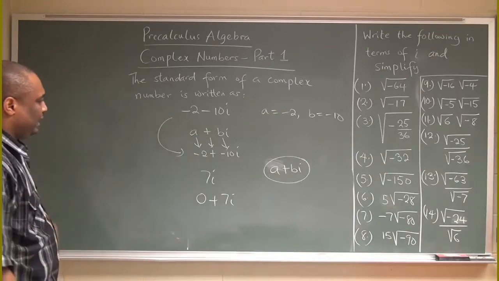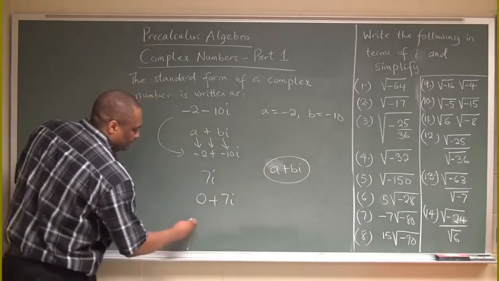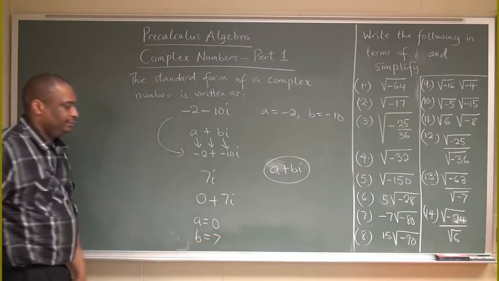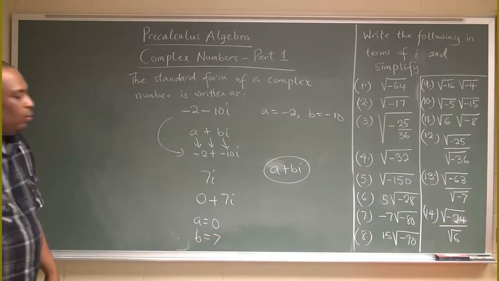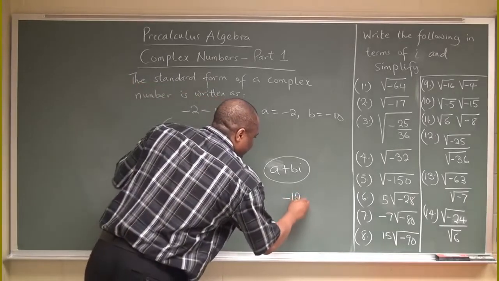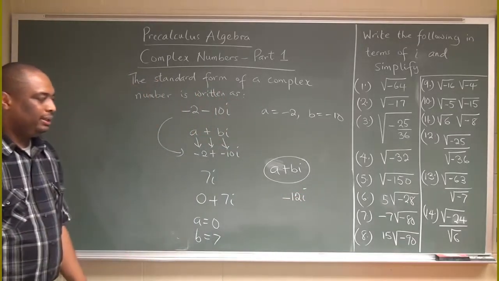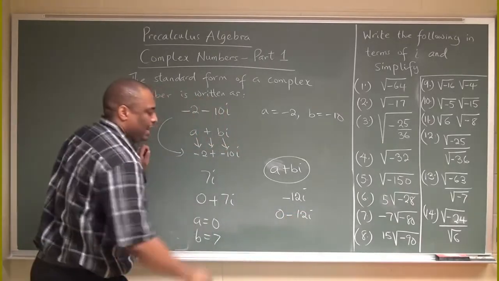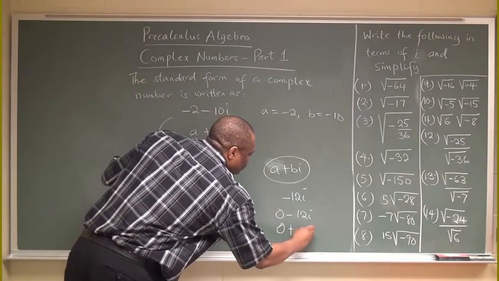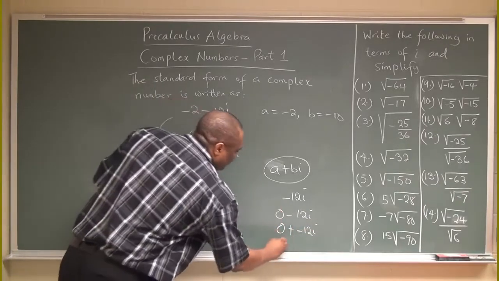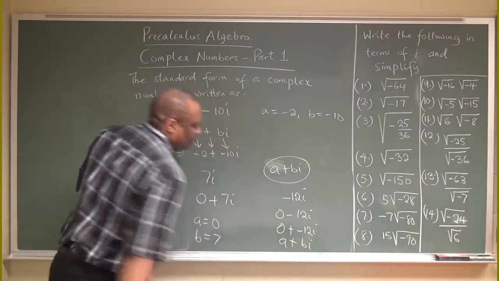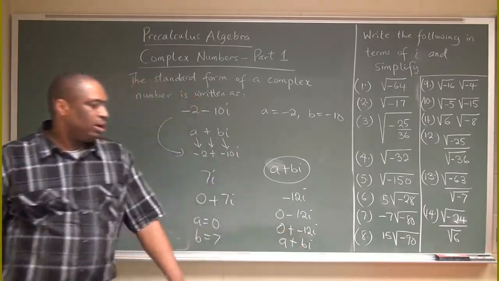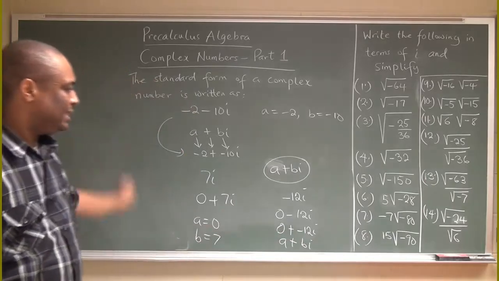And when you put it in this case and compare it to this, you see that the real part is 0 and the imaginary part is 7. Okay? What if we have -12i? Okay, this means what? 0 minus 12i, and that means 0 plus minus 12i. So you compare it with a plus bi. When you compare it, a is 0 and then b is minus 12 or negative 12. It's the same thing.